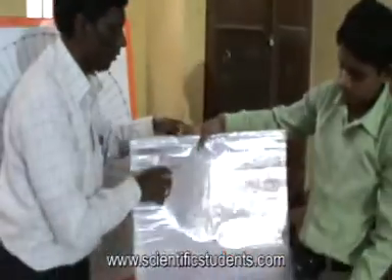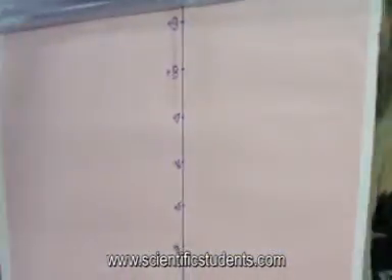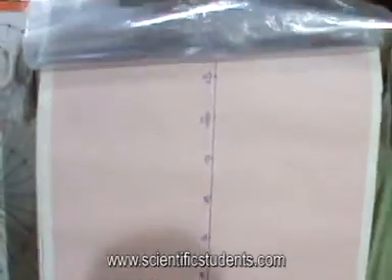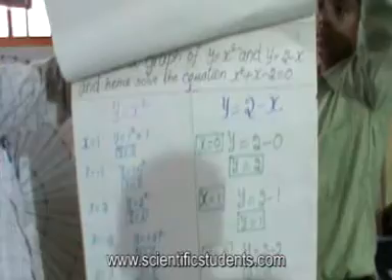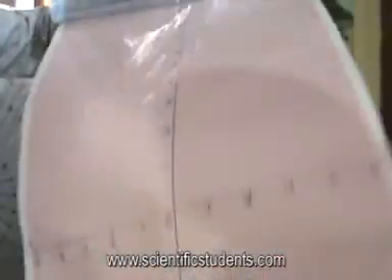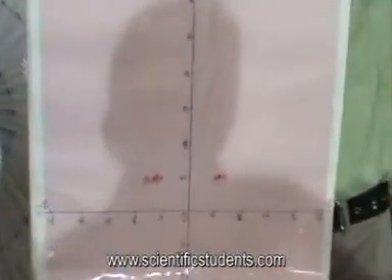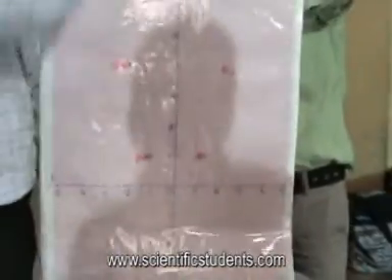In the next, I want to solve the quadratic equation by using the graph. For this one, I have taken a graph, x-axis and y-axis, and each equation is solved by using the table. After solving the table, we plot the points. Next sheet, again 2 points are plotted.